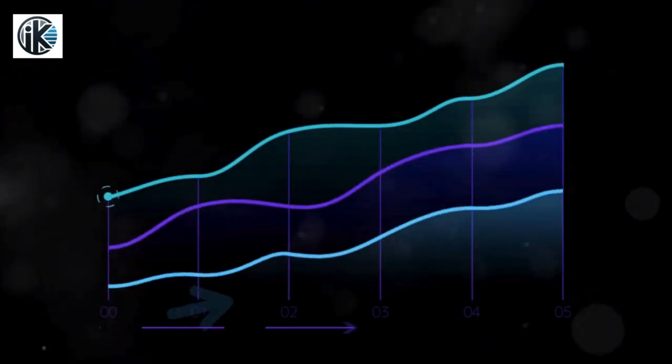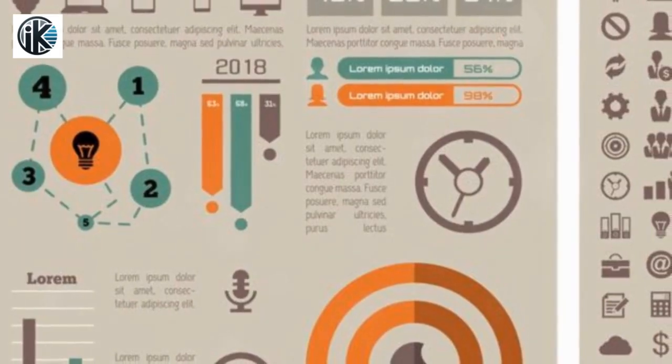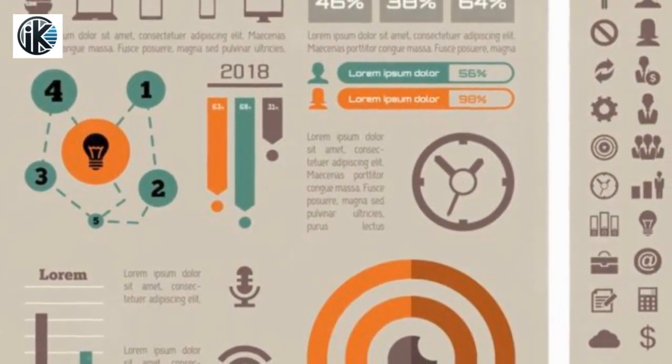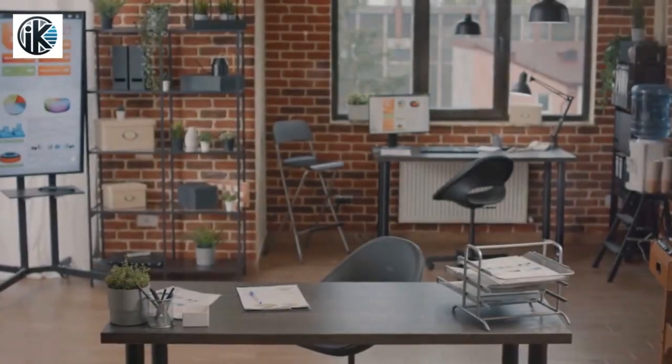For instance, a line chart can illustrate sales trends over several months. Pie charts are effective for showing proportions. Excel also supports more advanced visualizations like scatter plots and histograms. These advanced charts provide deeper insights into complex data sets.